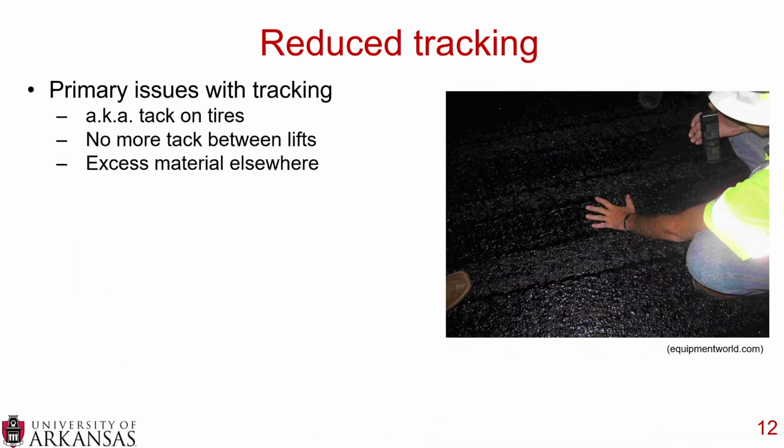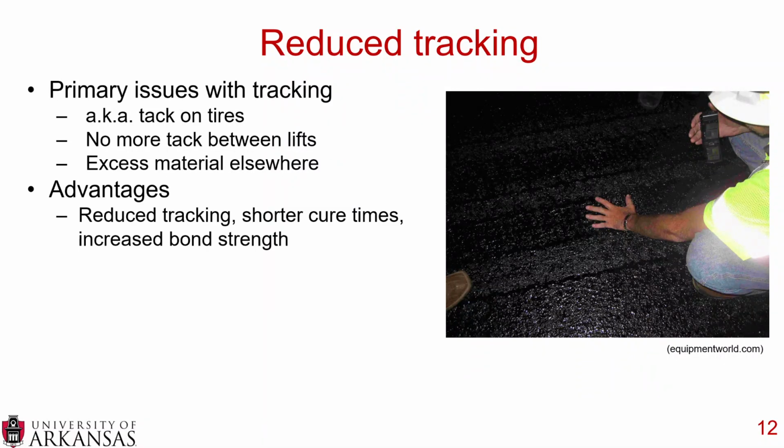Now, for reduced tracking, this applies to both hot applied and asphalt emulsions. So the primary issues with tracking or tack on tires is there's no more tack between lifts. So you need that tack to glue the layers together. If that tack is gone, the layers aren't glued together and you're not going to get your full structural activation. So that's one problem. The other problem is that excess material, it goes somewhere else. So if it gets picked up on tires, it'll get put down on a roadway somewhere else, and that'll just create a mess. It won't look very nice, and you'll get a lot of drivers complaining.